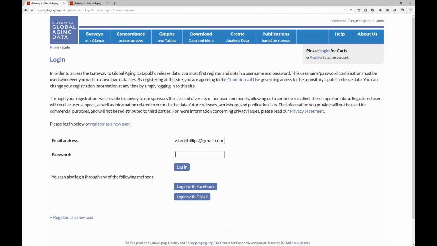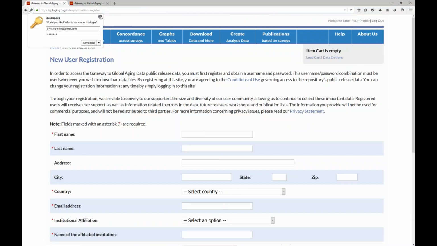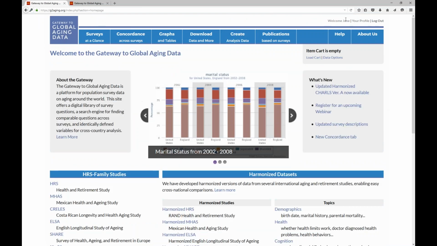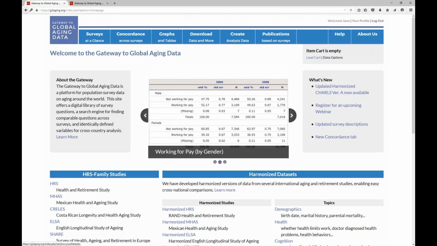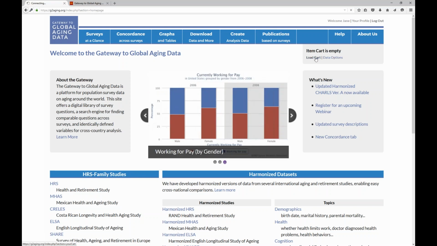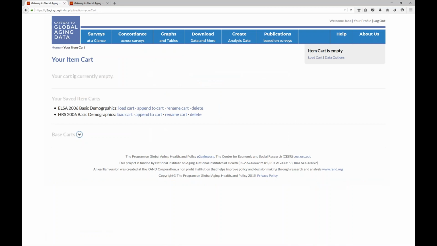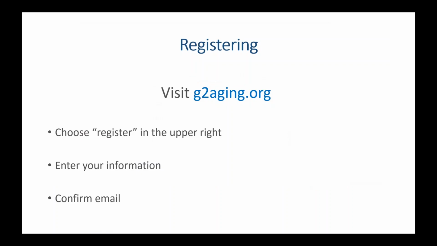I'm going to log in here so we can look at what it looks like for a registered user here with an example profile, and her name is Jane. So we can see that as soon as we register, I get this box here which says your item cart is empty. And so let's talk about what an item cart is. If we click on it, you can see our cart is currently empty. So what does that mean?